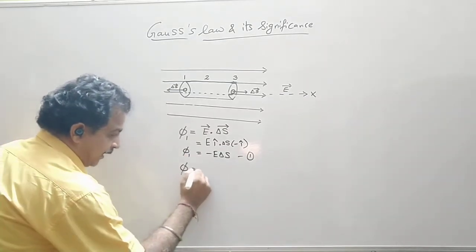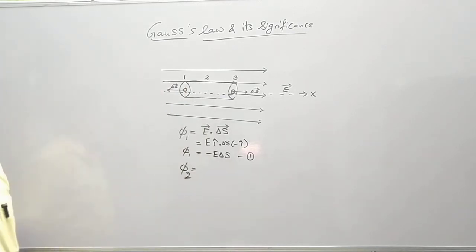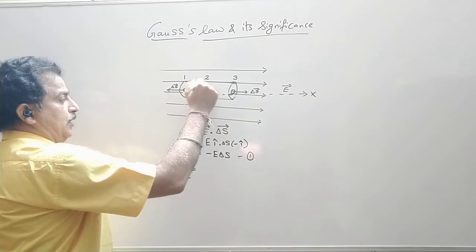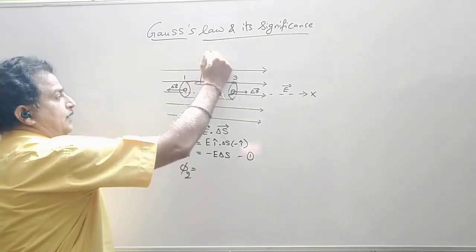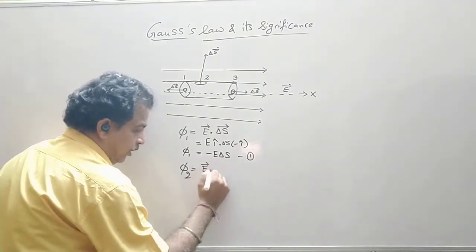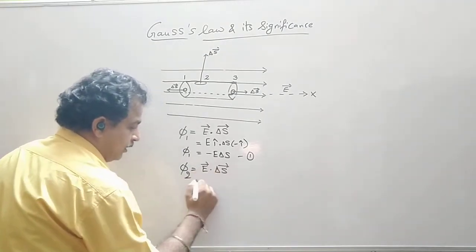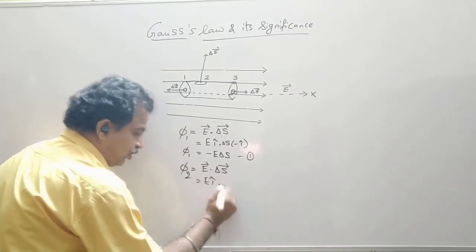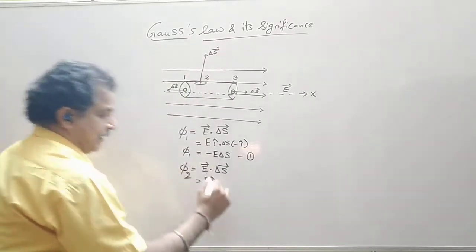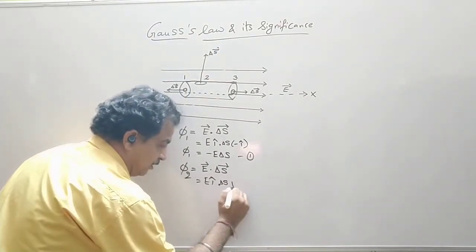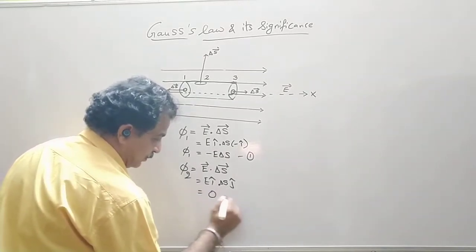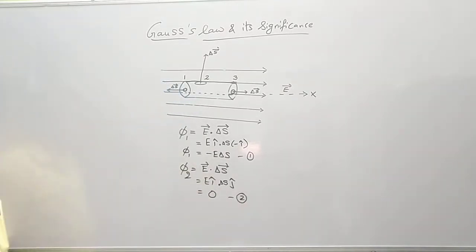Flux linked with the second region, that is a curved portion. Now the element of this is delta S. This is the area vector. Now again E dot delta S, again E i cap dot area vector of this, which comes out along the y-axis. So I write delta S j cap. i dot j is 0. So that is equation number 2.